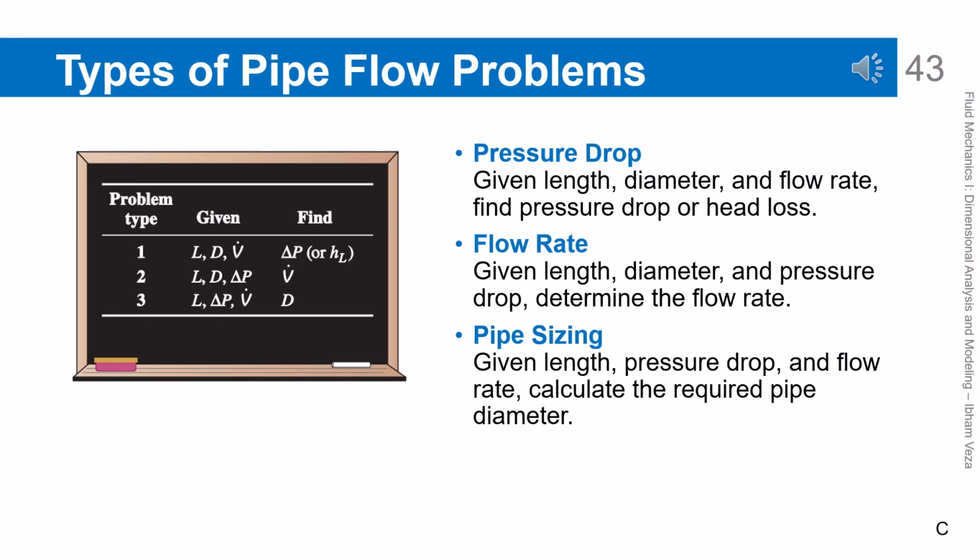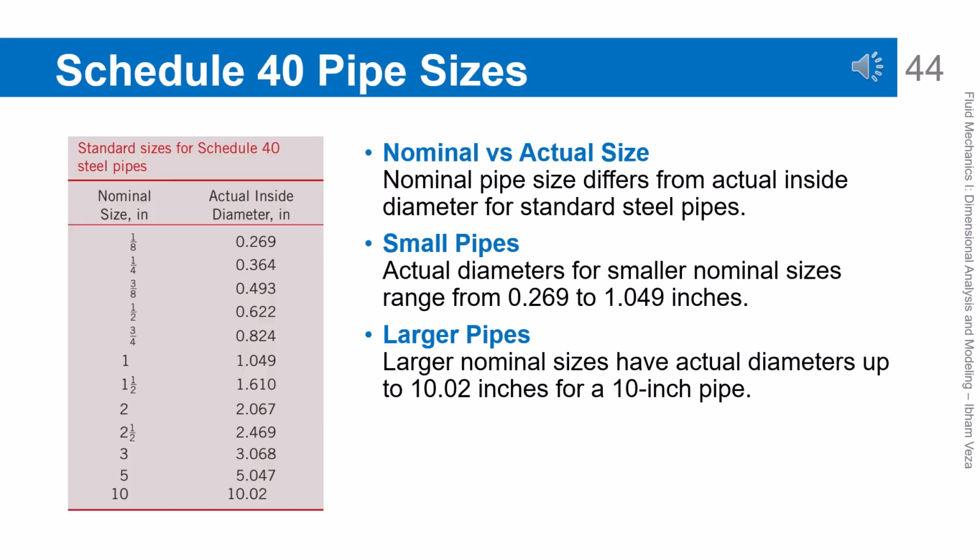Types of pipe flow problems. In pipe flow analysis, there are usually 3 main types of problems. The first type is to determine the pressure loss when the geometry and flow rate are known. The second type is to determine the flow rate when the geometry and pressure loss are known. The third type is to determine the pipe diameter when the flow rate and pressure loss are specified. These 3 types of problems cover almost all practical design cases.